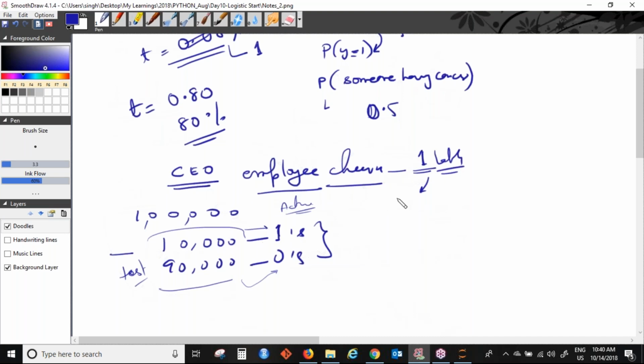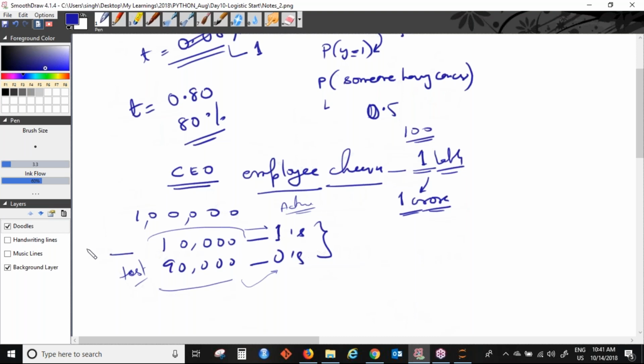Now, the CEO also tells that I only have a budget of 1 crore. I cannot give more than 1 crore. That means I can pay only 100 employees. But here, if you see, I have 10,000 employees as one. So which 100 would you pay? Which 100 of them would you pay this 1 lakh each?